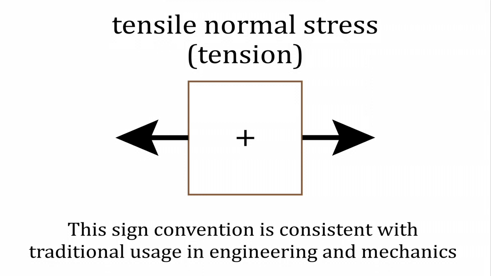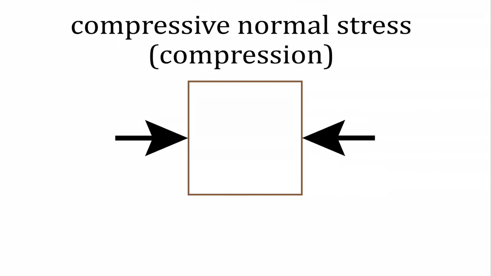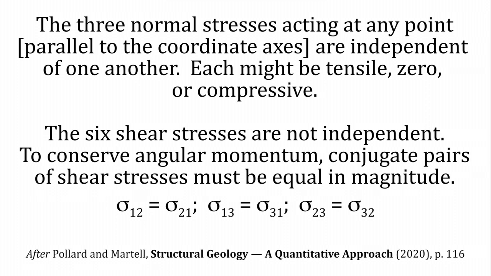The sign convention used here is consistent with traditional usage in engineering and mechanics. If the normal stresses acting on this cube are directed inwards towards the center of mass of the cube, then we call that condition a compressive normal stress, or compression. This sign convention is consistent with the traditional usage in engineering and mechanics, so we consider a compressive normal stress a negative stress. So here again are two important ideas that you should take away from this little video.